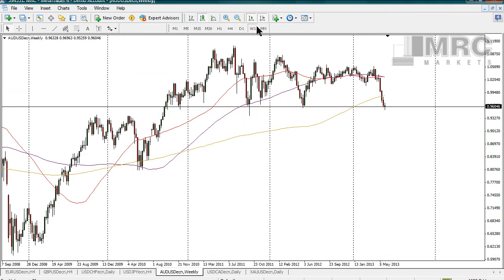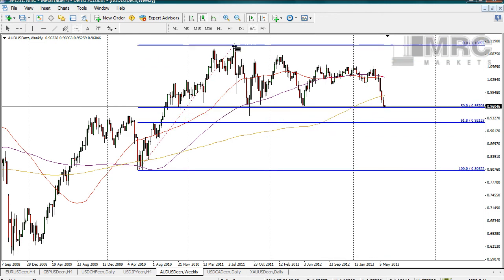Aussie dollar's been really interesting. If you look at the weekly chart, I posted this fib up on our Twitter feed, the @MRC_markets, on the weekly. Really interesting support zone. This is the 0.9575 level.